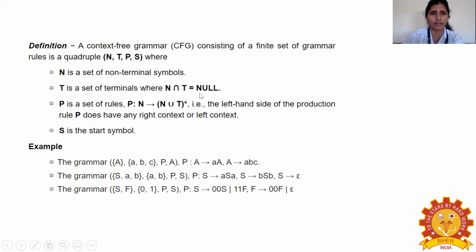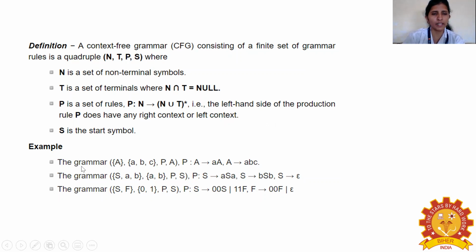So therefore it is specified as null, and P is a set of rules, the production rules. We can also specify it as a production rule P from N to (N union T) the whole star. We call this a closure. That is, the left hand side of the production rule P does not have any right context or left context. Then S is the start symbol.